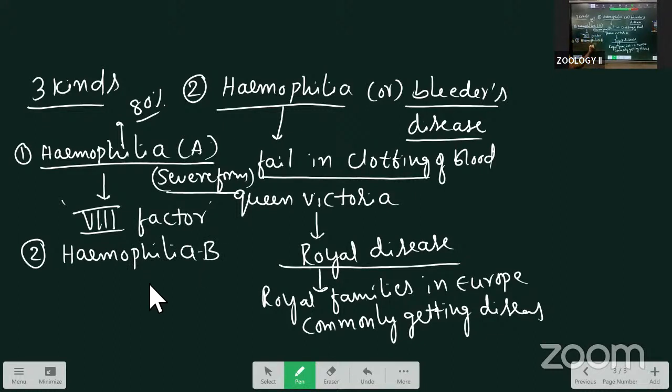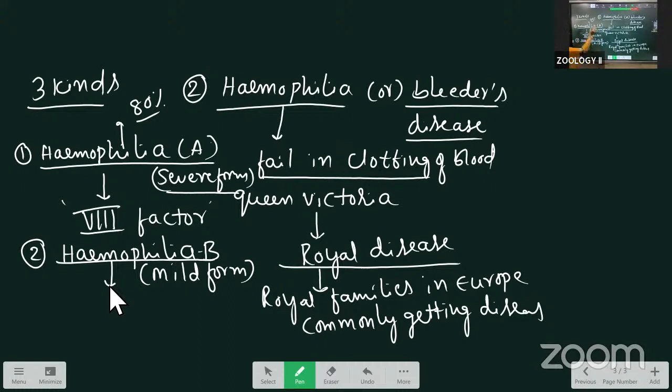This is a mild form. Here, this is the mild, not the severe, mild form. Only 20% or 15% of people have this type of disease. This is the mild form. In this also, there is a deficiency of a blood clotting factor.